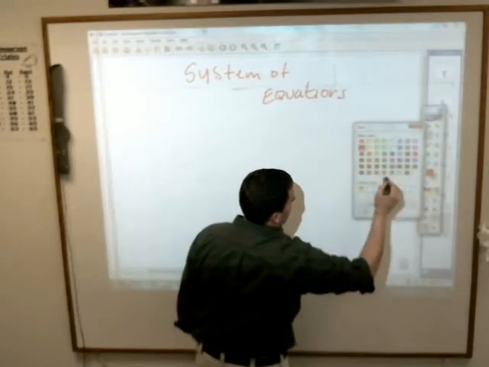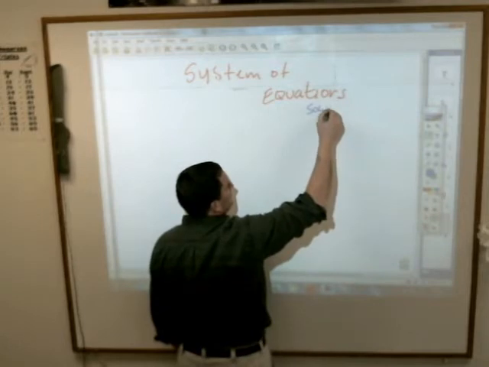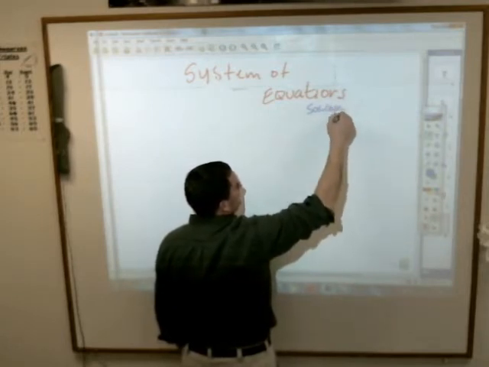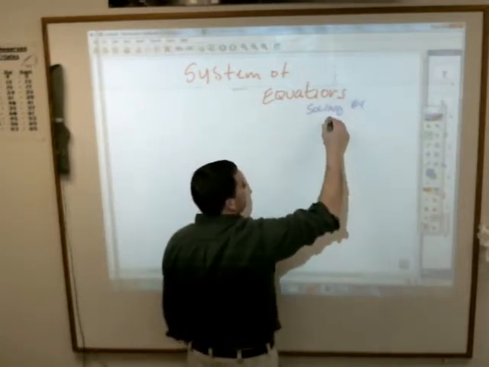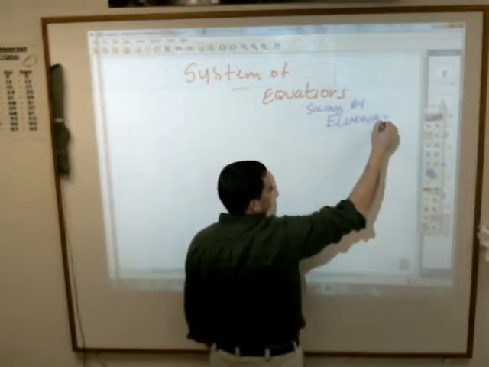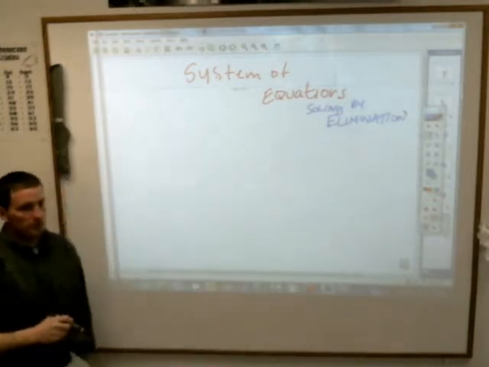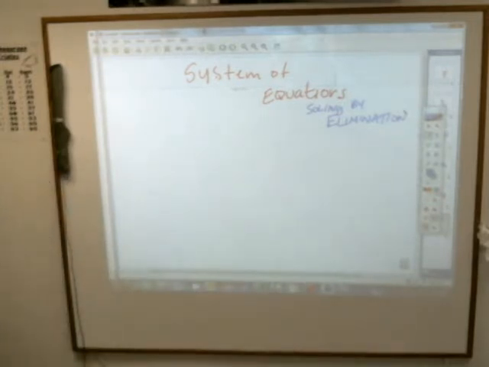Solving by elimination. And I think this, you will like. What other ways have we done solving systems of equations before? By substitution. Graphing.